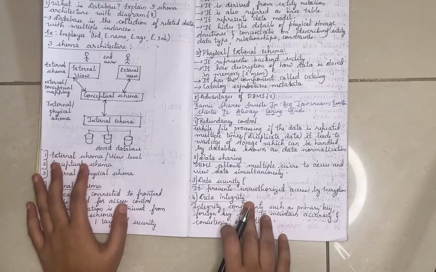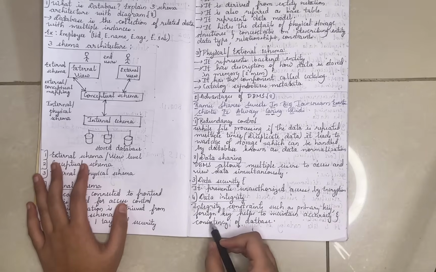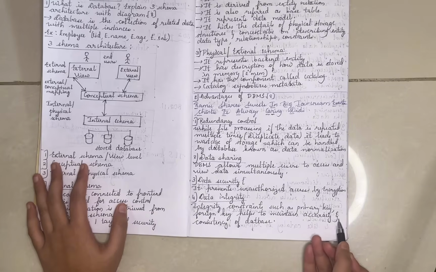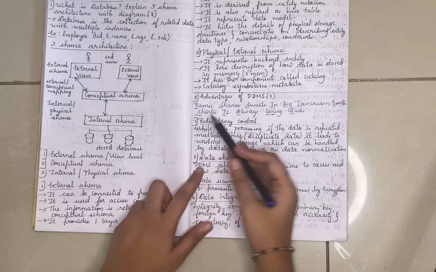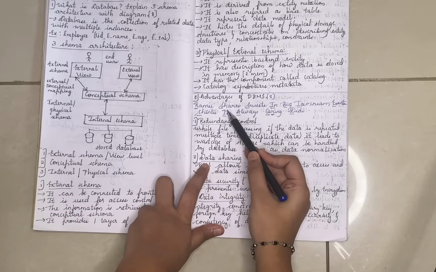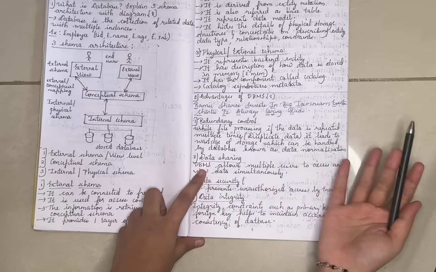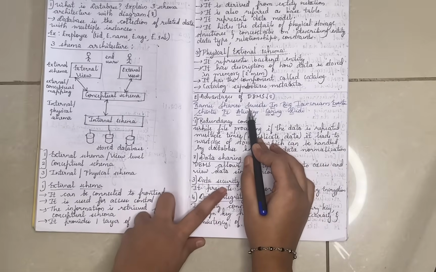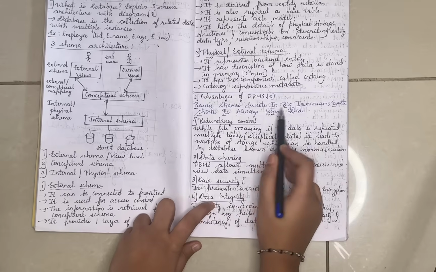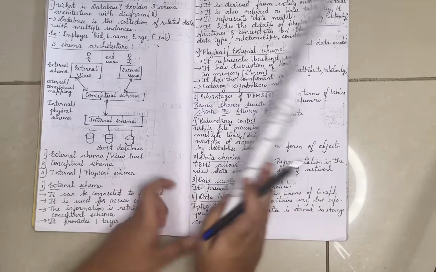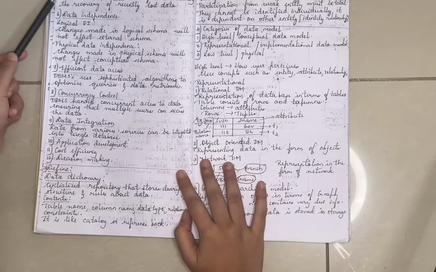Then data integrity. You already know about integrity constraints, such as primary key and foreign key, which help to maintain the accuracy and consistency of the database. So D stands for redundancy, data sharing. Then sweets: sweets can be stolen by anyone, so you are providing security for the sweets. Then IN stands for integrity, B stands for backup, so that is why here it is backup and recovery.